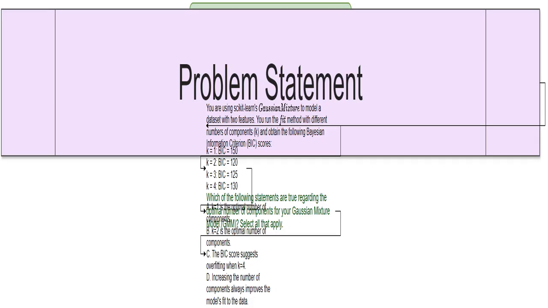This section sets the stage for the problem. It introduces the use of scikit-learn's Gaussian mixture, a machine learning technique used to model data using a mixture of Gaussian distributions. The goal is to determine the optimal number of components, clusters, in the model using the Bayesian information criterion, BIC. We are given BIC scores for different numbers of components, k, and we'll learn how to interpret them to find the best model.